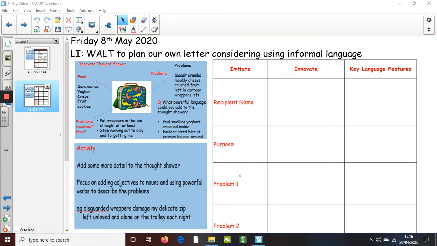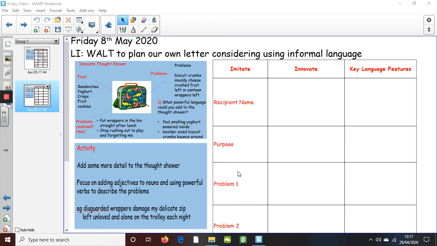So we're going to start transferring the information from the thought shower onto our box sheet. Now remember, when we box up, we need to use note form. So we can use some bullet points. So you don't need to write sentences, we're just going to use notes today. We can write up the sentences when you do your writing on Monday.